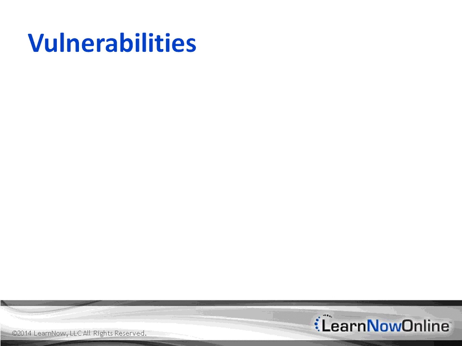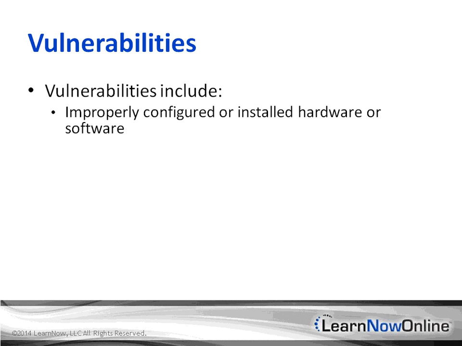Beyond threats, we have another term known as vulnerabilities. A vulnerability is really any condition that leaves a system or application open to an attack. The threats are the actual attacks themselves, but threats will exploit vulnerabilities. There are a number of different vulnerabilities.